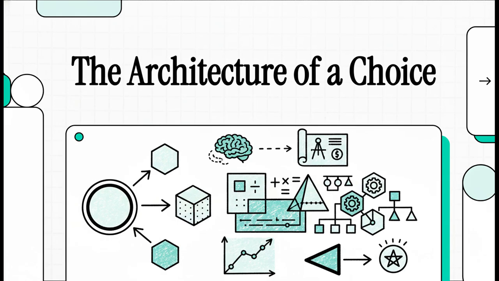Today, we're talking about the architecture of a choice. We usually think of decisions as messy, intuitive things, right? Kind of based on gut feelings. But what if you could actually build a blueprint for any choice, turning these complex problems into a structure that math can solve perfectly? Okay, let's get into it.